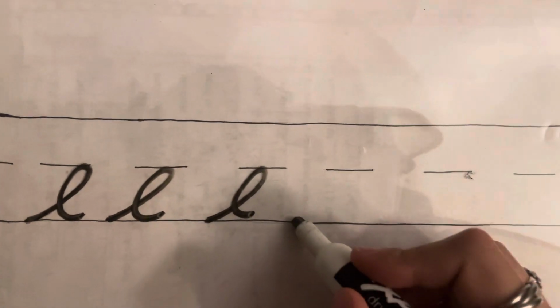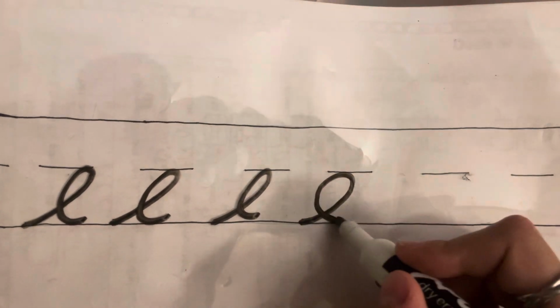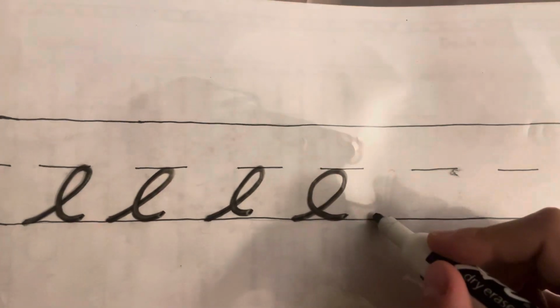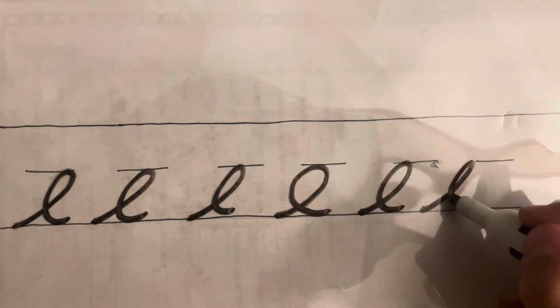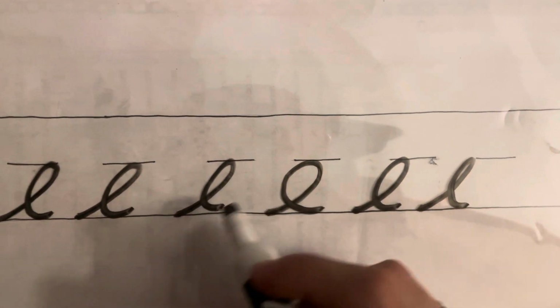Some things with this one are we don't want huge ones like that. Kind of a thin loop. But we also don't want it so tiny that you can't see it. Kind of needs to be in the middle like these.